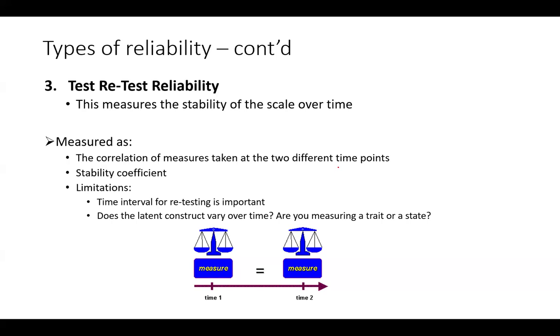So again, time interval is important. You don't want to have a long period of time between time 1 and time 2. And then always think about whether the construct changes over time. With people now, I would worry about, for instance, retest in a very volatile situation, right? Like now, what's happening right now, it's very volatile. We don't know what's going to happen.